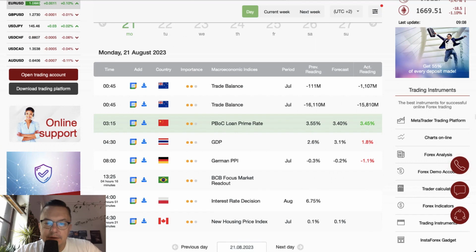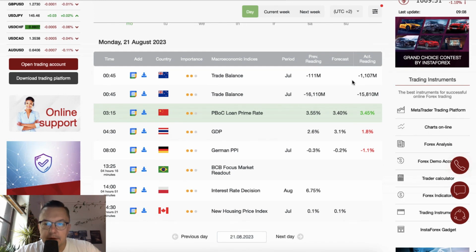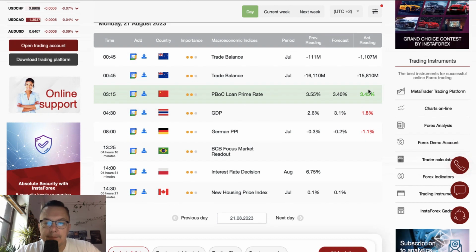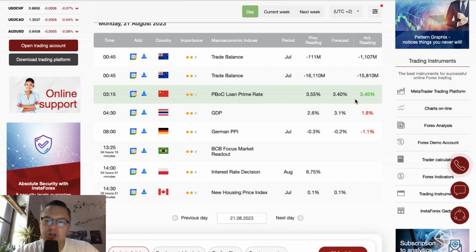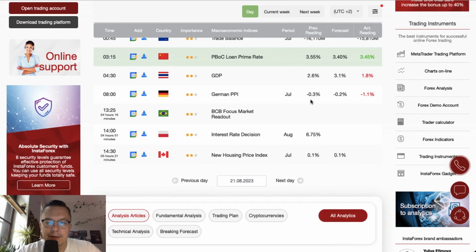New Zealand data in form of the trade balance were released overnight. As you can see, they're missing the expectations in a big deal. Chinese People's Bank of China loan prime rate has been hiked just marginally above the expectations, because the expectations were 3.4% and the actual reading was 3.45%, which is still below the previous reading of 3.55. So that's the situation with the People's Bank of China and the loan prime rate.